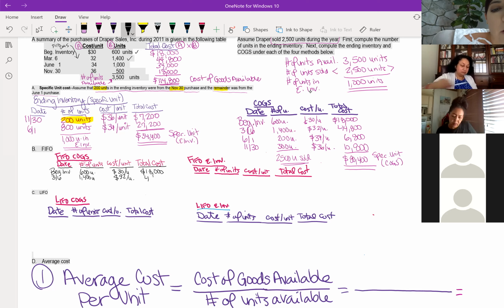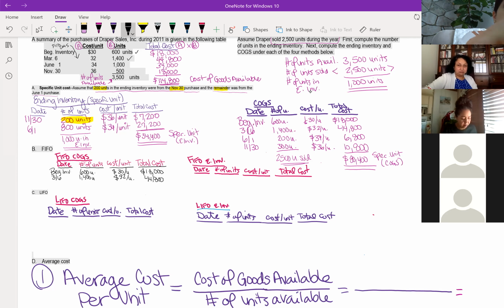44,800. Yep, and all 44,800 will be expensed. Now, I'm just going to do a little calculation here. Right now we've accounted for 2,000 units. So how many additional units do we need? 500. Can I just jump down to the November 30th layer that has 500 units? Because I have seen that tried. No, because I need to go in order.